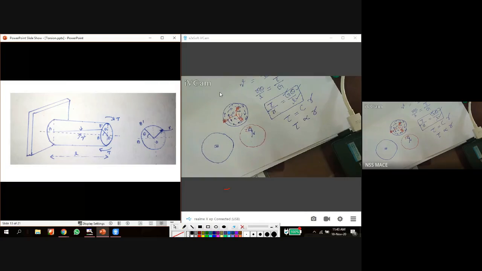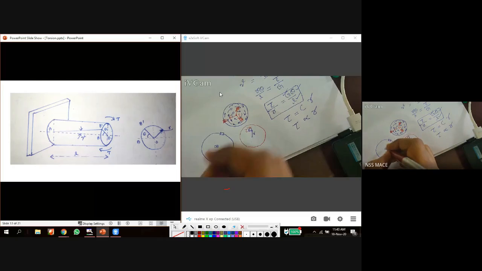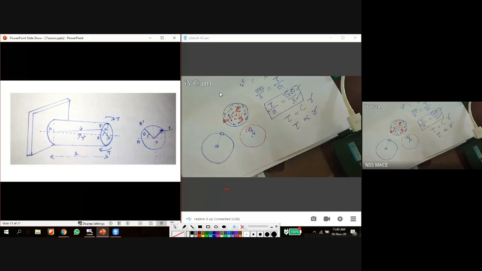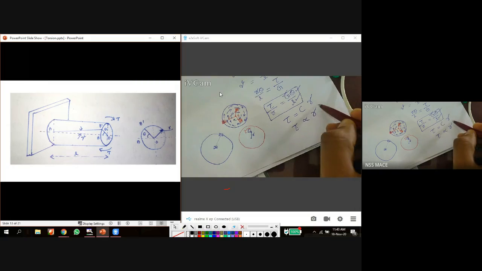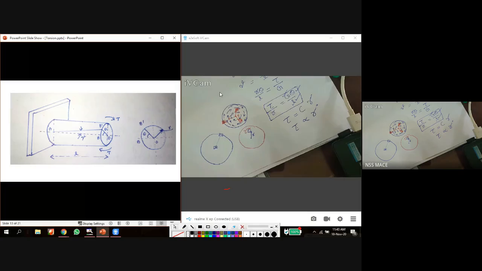Then, where is the location of maximum shear stress? At the extreme end of our surface. If we consider an element here, the radial distance is maximum at that element. So shear stress is maximum here, and shear stress is minimum at the center. And we can say tau varies in a linear manner. This is not R square or R cube, it is a single R raised to 1. So with respect to R, tau is varying linearly.